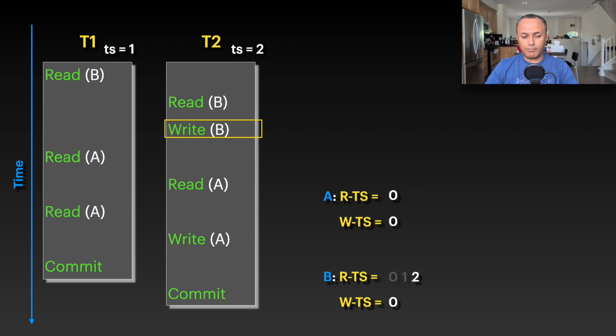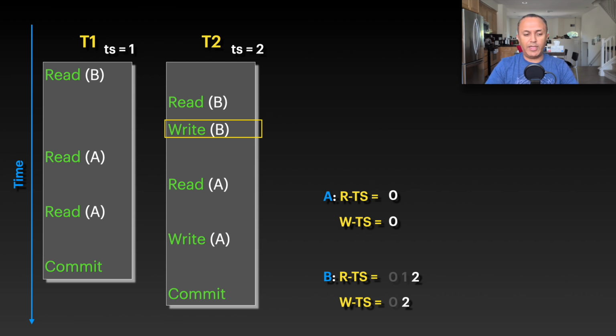Now we want to do a write B. So the write check, remember that it compares the timestamp of the transaction to both the read and the write timestamps of B. And again, no violation here, so we're going to do the write and then update the write timestamp this time to that of T2.